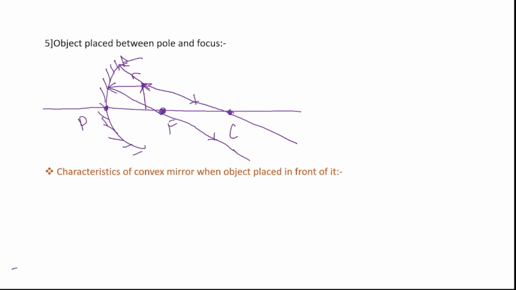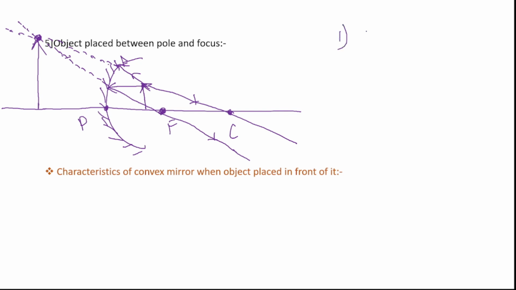Here let us extend these reflected rays backwards. At this point we are getting the image. This image is a virtual image. It cannot be seen on the screen.